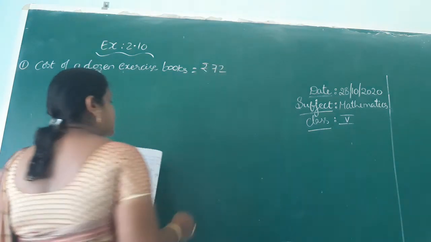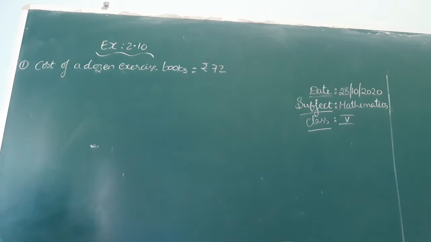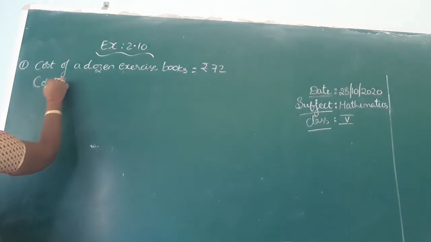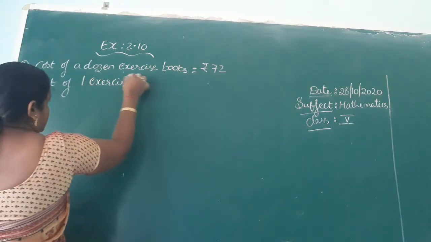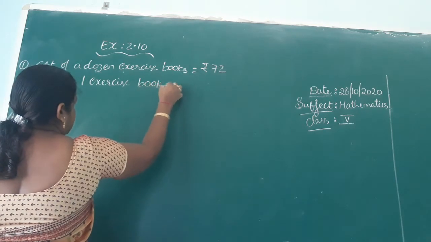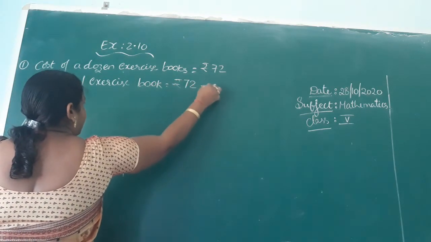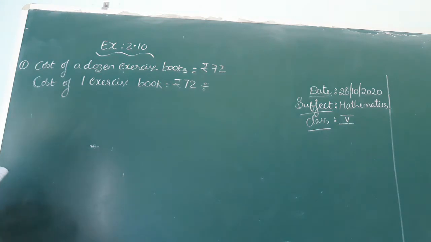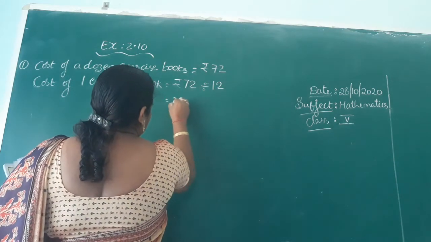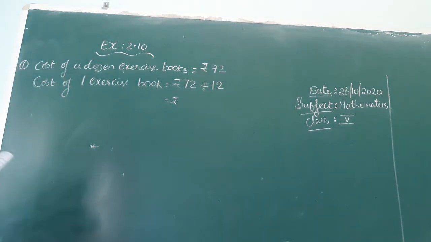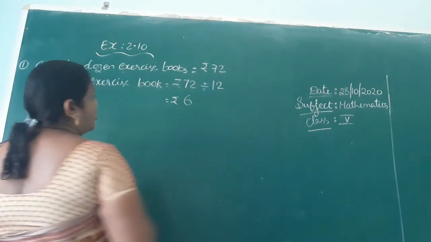What is meant by dozen? Dozen means 12 units. Now, first you have to find the cost of one exercise book. What is the cost of one exercise book? 72 divided by what number? The given dozen, and dozen means 12. So divide by 12. In the 12 table, when does 72 come? 12 sixes are 72. So each exercise book costs 6 rupees.